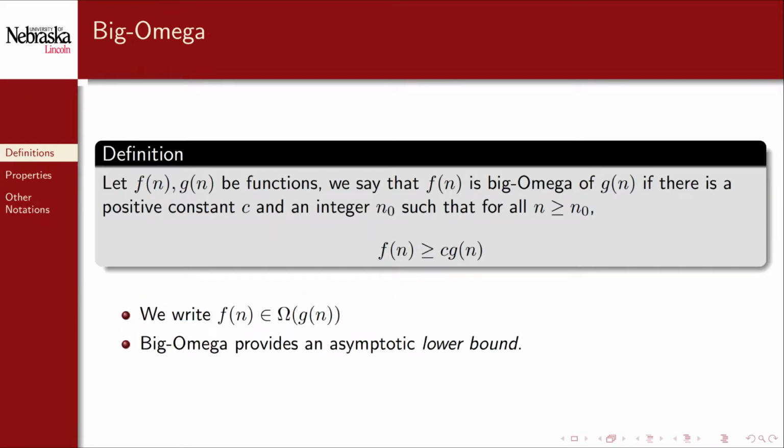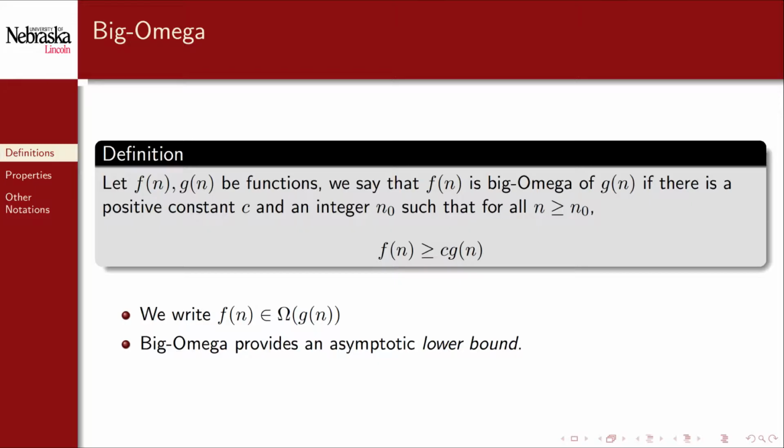Another asymptotic notation is big omega. The definition is virtually identical, except for the direction of the inequality. Formally, f of n is big omega of g of n if there is a positive constant c and an integer n naught such that for all integers n greater than or equal to n naught, f of n is greater than c times g of n. Or f of n is bounded from below.